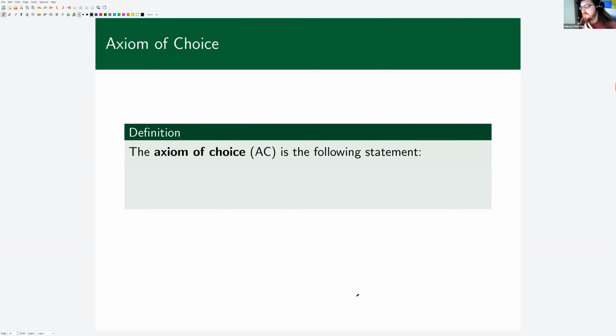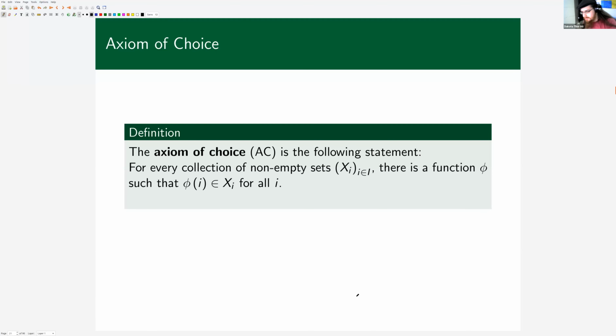Okay, so what exactly does it say? The axiom of choice is the following statement about set theory. It says that anytime you have a collection of non-empty sets, where this I here is just an index set, so you can tell these sets apart, then there's a function that picks out an element from each one. So for every index, this function takes the index and decides on an element in the ith set in your collection. Okay, and this function is a choice function. It's called a choice function because it chooses an element from each set.